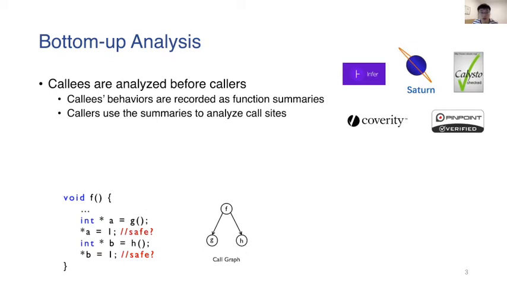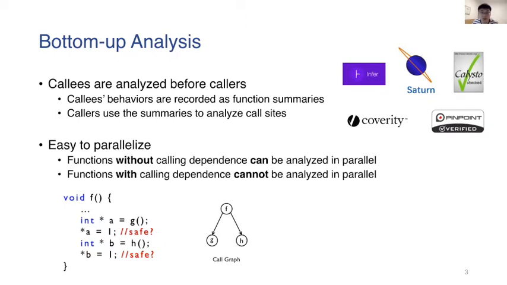For example, we have 3 functions where the function f calls the functions g and h. So we first analyze the functions g and h, generating function summaries by recording whether they will return any invalid pointers. With these summaries, we then analyze the caller function f to check whether the invalid pointer may be improperly used. Bottom-up analysis is easy to parallelize.